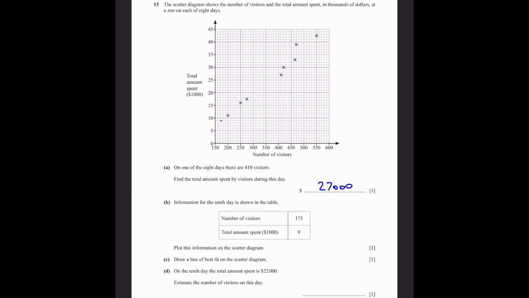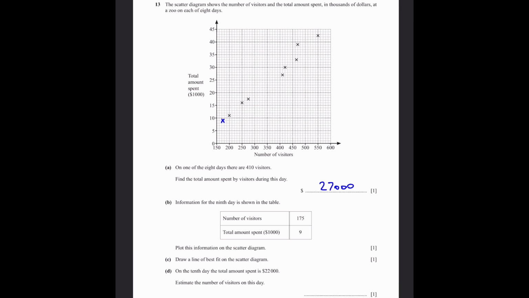So we can simply plot a point there and mark an X on it. C. Draw a line of best fit on the scatter diagram. A line of best fit goes through at least 3 points, so it can be greater than or equal to 3 points. It goes through, and to go to the most number of points possible on the scatter graph.